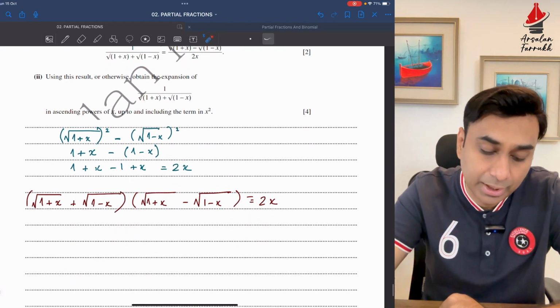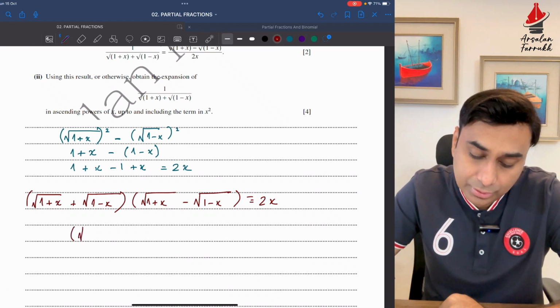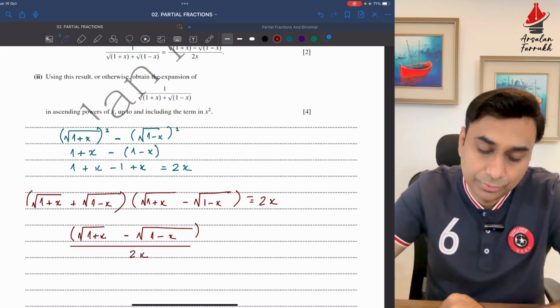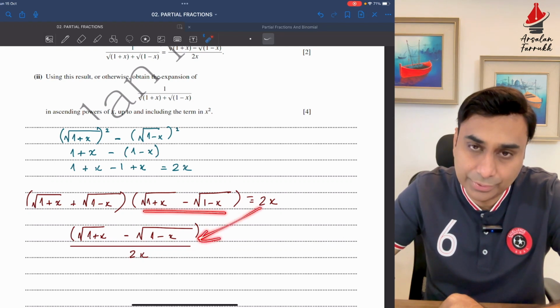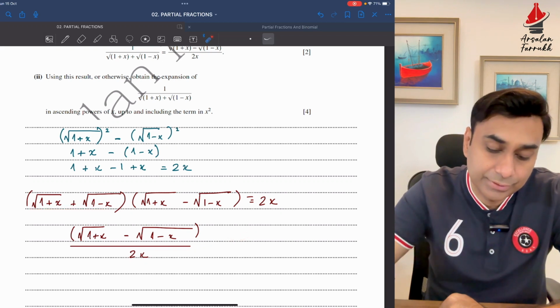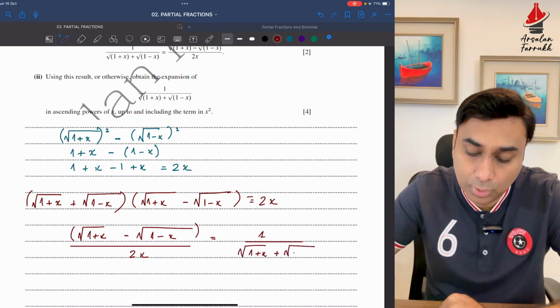So just cross multiplying, I will get under root 1 plus x minus under root 1 minus x divided by 2x. I have retained this on the same side, cross multiplied 2x on the other side, and then I will cross multiply this on the right hand side. So this is going to become equal to 1 upon under root 1 plus x plus under root 1 minus x.